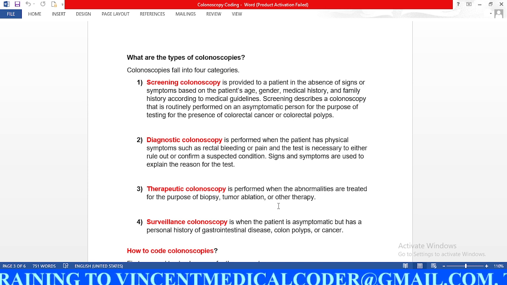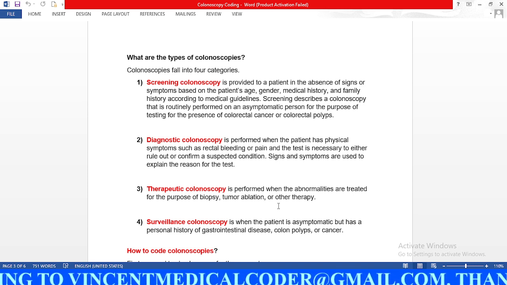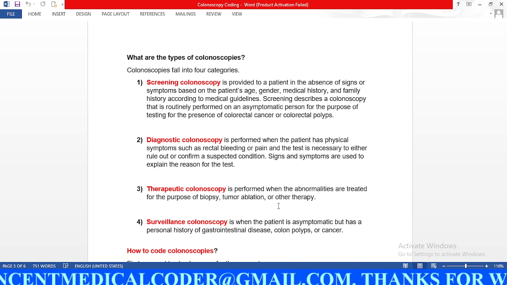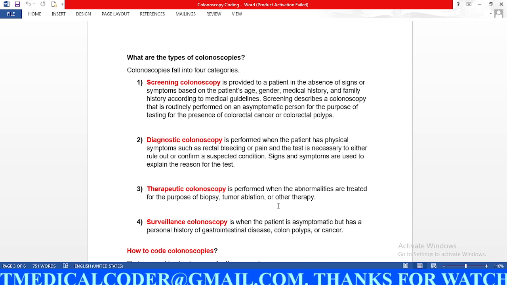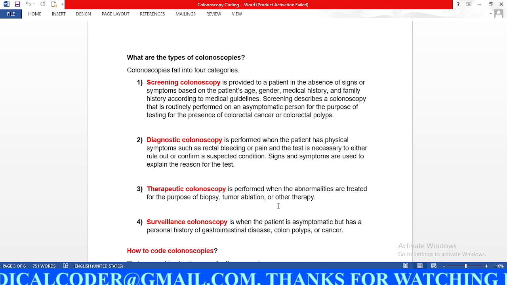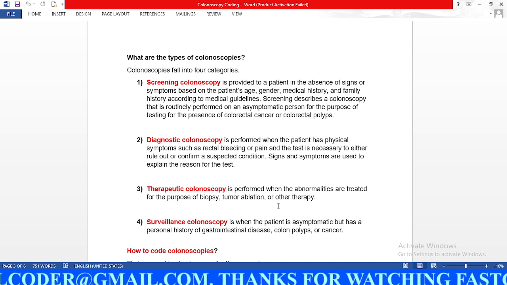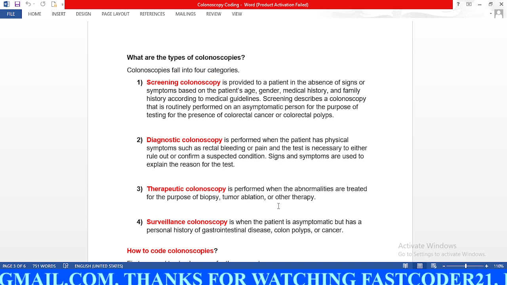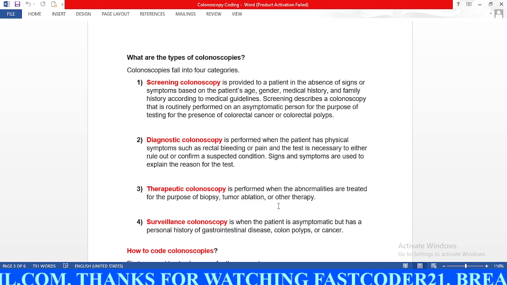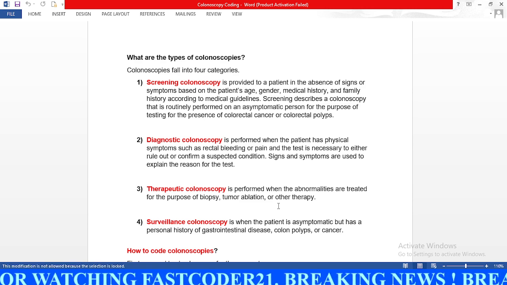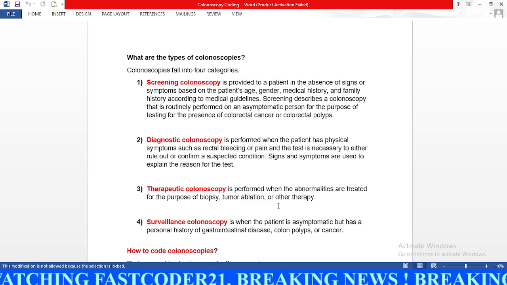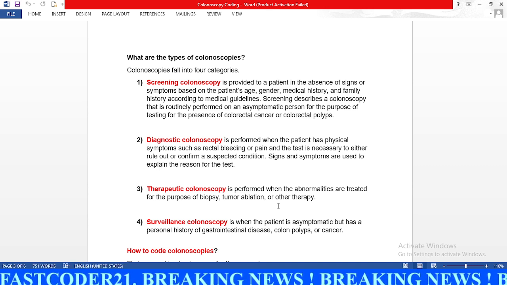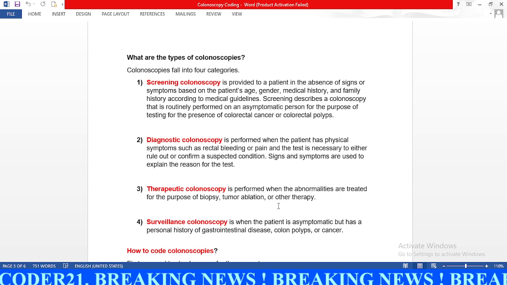Screening describes a colonoscopy that is routinely performed on an asymptomatic person for the purpose of testing for the presence of colorectal cancer or colorectal polyps. Basically, screening colonoscopy will be performed on a patient who is asymptomatic, with no symptoms, but we perform it in order to identify any colorectal cancer or colorectal polyps.